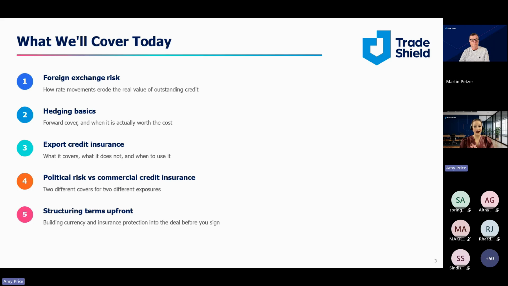And then right after that, we're going to unpack the difference between political risk insurance and commercial credit insurance, because some people mix those two things up or are completely unaware that one even exists. And we'll cover that for you today. Then we will close with a practical part on how you actually structure your terms so that the protection is built in from the start, before you've even created that invoice and the stock has left your property.